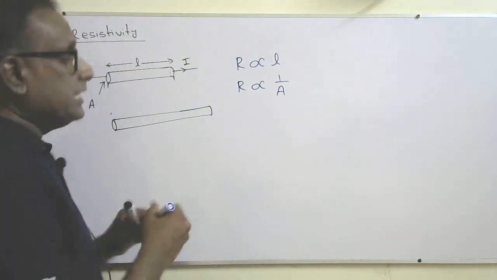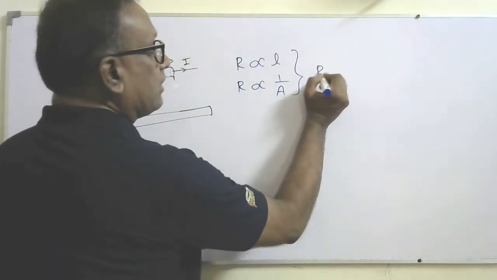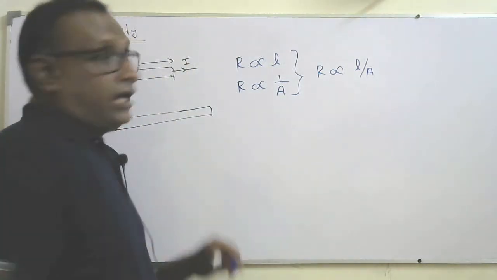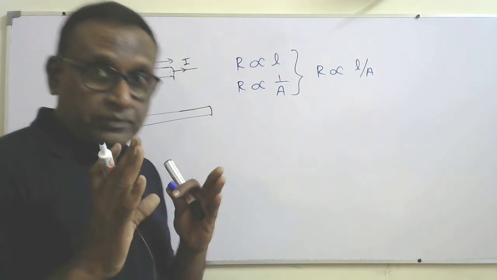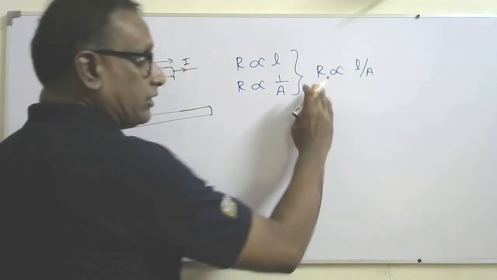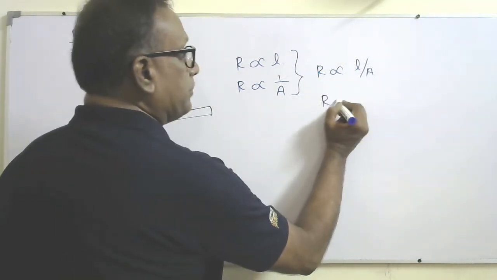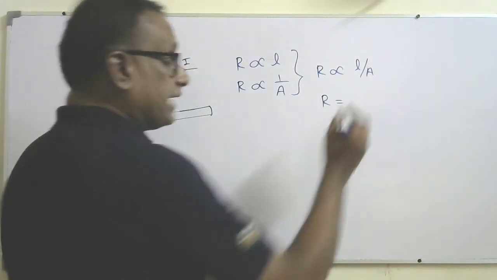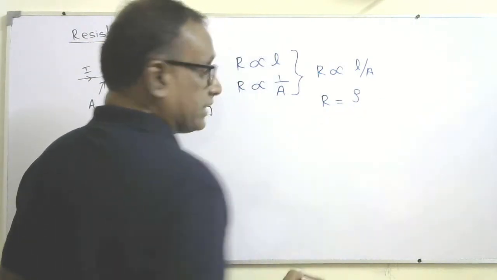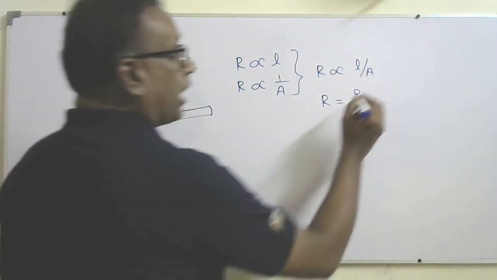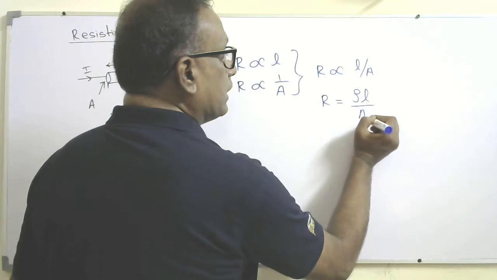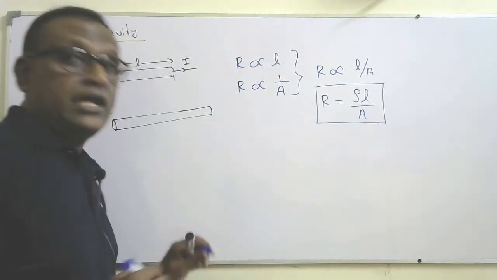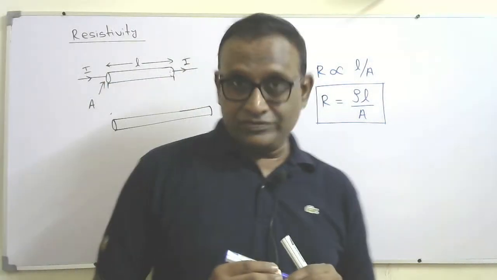Now, when I combine these two relations, I can write R proportional to L over A. Practically, we can find a constant for a type of material. Now, if I convert this proportionality into an equation, there will be a constant. That constant is called resistivity, denoted by rho. R equals rho L over A. This rho is the property of the material called resistivity.